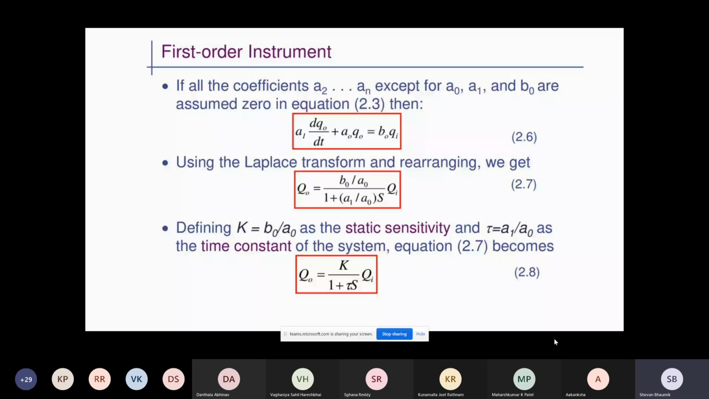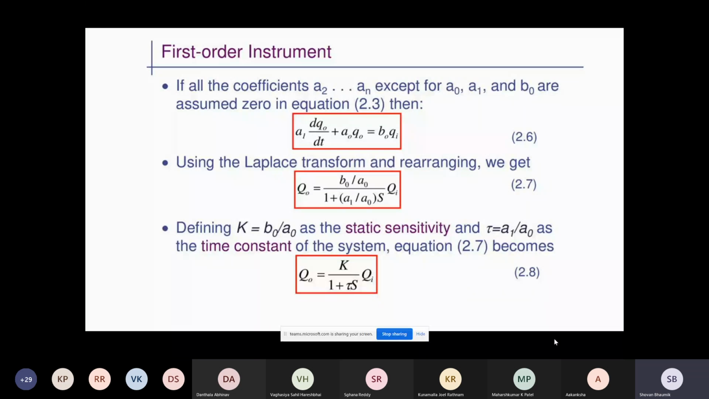Now the first order instrument. In a first order instrument, definitely we have the coefficients. Only two coefficients, because n will be 1. So we will get only dQ0 by dt, and there will be constants a0 Q0 and b0 Qi. So if you do the Laplace transform, what will you get? You will get Q0 equal to b0 by a0, divided by 1 plus a1 by a0 into s, into Qi. So Q0 will be some constant, which is b0 by a0, divided by 1 plus a1 by a0, which is tau, into s, into Qi.